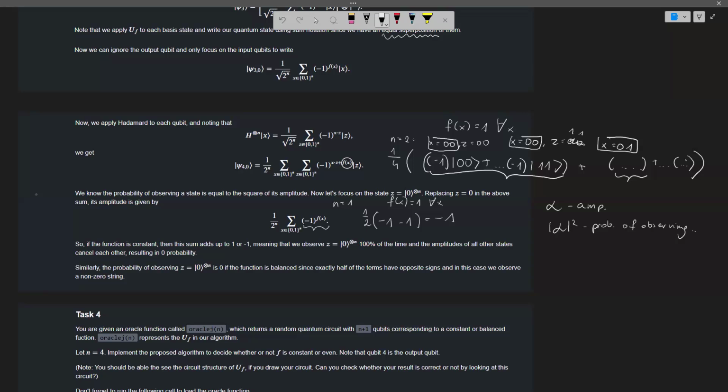So that's 1 or -1 constant and 0 balanced. Are there any questions?